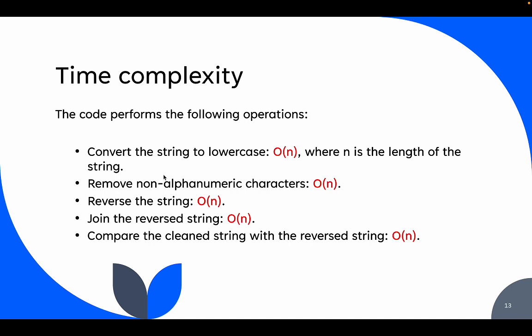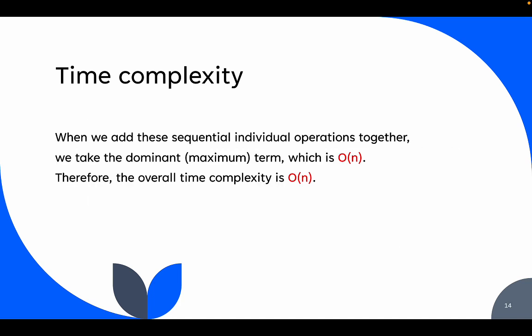So for the time, this code performs the following operations. It converts the string to lowercase, this is big O of n, where n is the length of the string. Then after that, it removes the non-alphanumeric characters in big O of n. It reverses the string using big O of n as well. It joins the reversed string in big O of n, and finally it compares the cleaned string with the reversed string using O of n time complexity. So all the operations have the same time complexity, which is big O of n. We add these sequential individual operations together and take the dominant term, which is big O of n. Therefore, the overall time complexity is linear.